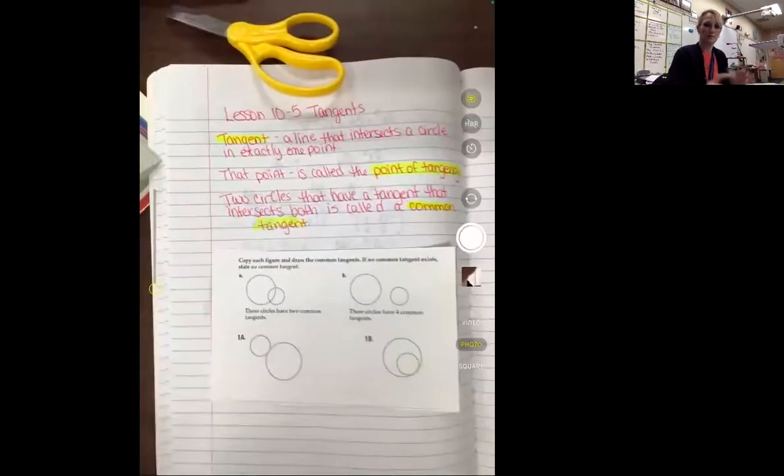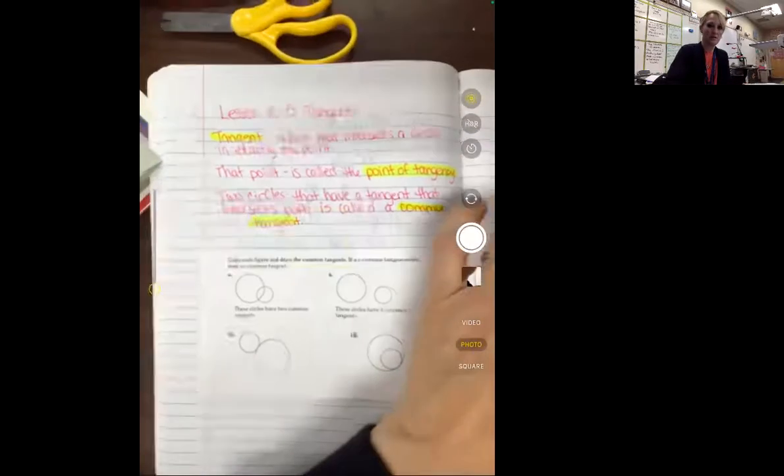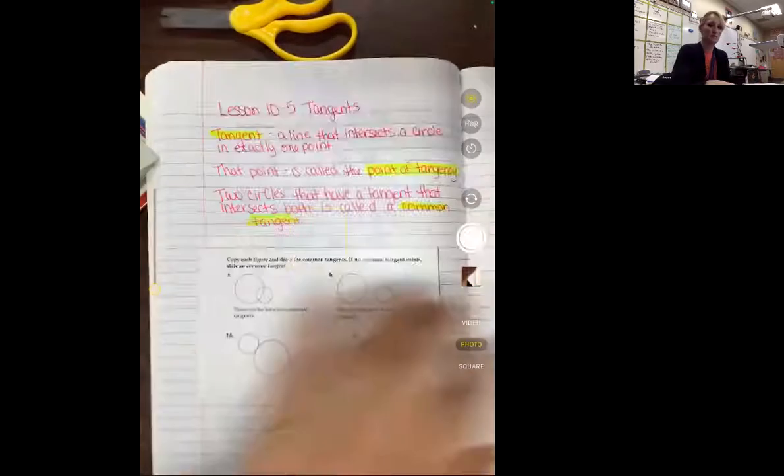Oops. There we go. I bumped my iPad, and it disconnected for just a second.